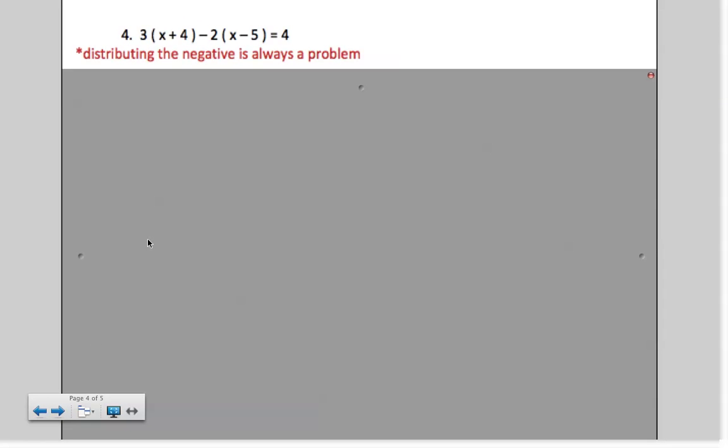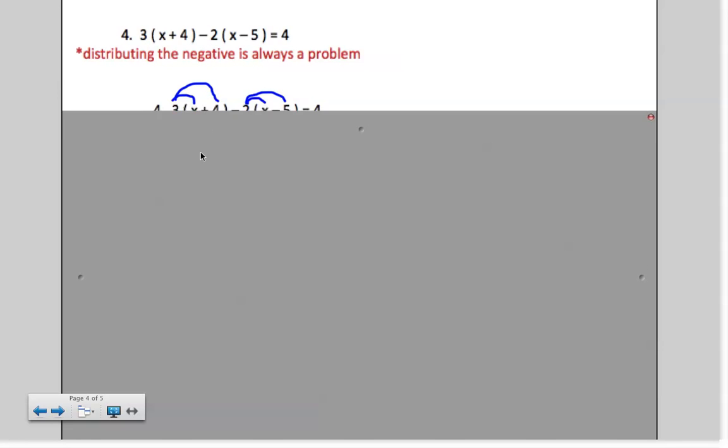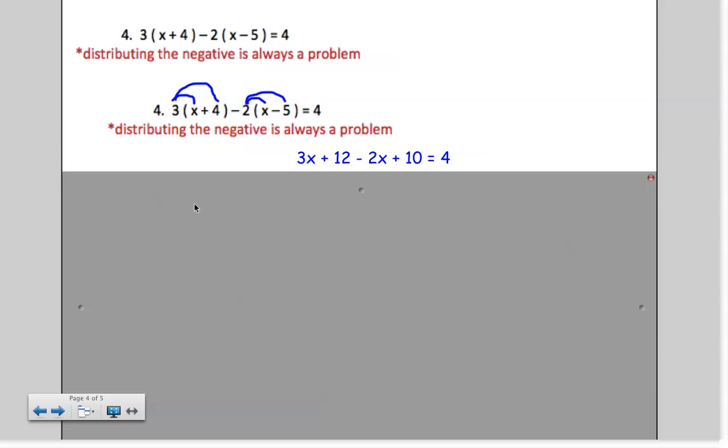And finally, here we just need to be a little bit careful, we've got a warning here that we've got to distribute this negative sign. So when we're distributing, we've got to be very careful. 3 times x is 3x, 3 times 4 is 12, minus 2 times x is minus 2x, but minus 2 times minus 5 is a plus 10. Really watch out for that one.